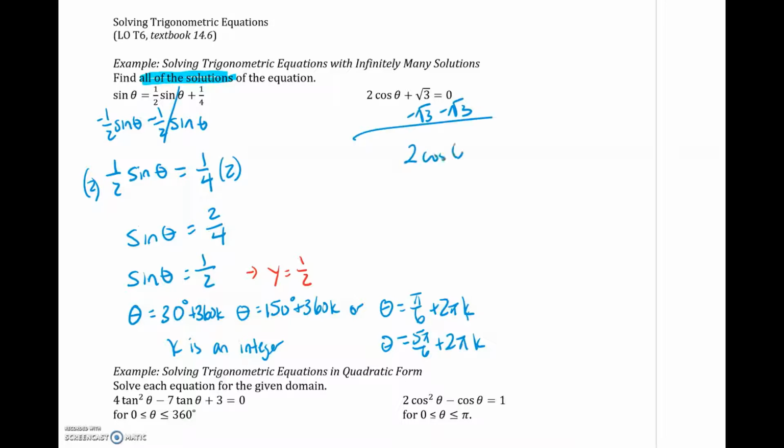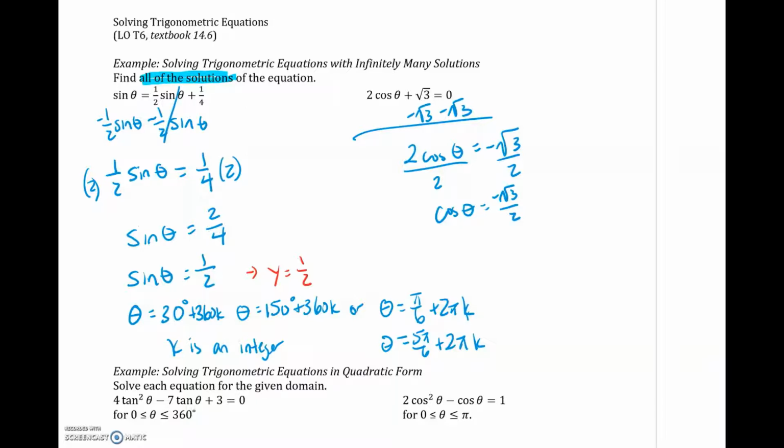So 2 cosine theta equals negative root 3. And then we want to get that cosine all by itself. We want to solve for a single cosine theta. So cosine theta is negative square root 3 over 2. And again, you might be thinking, wait, can I just use my calculator so I can do the inverse operation? But if you have your unit circle in front of you, check.